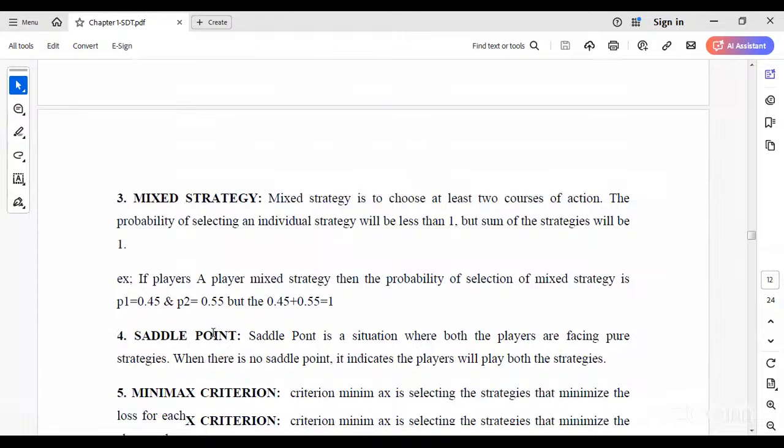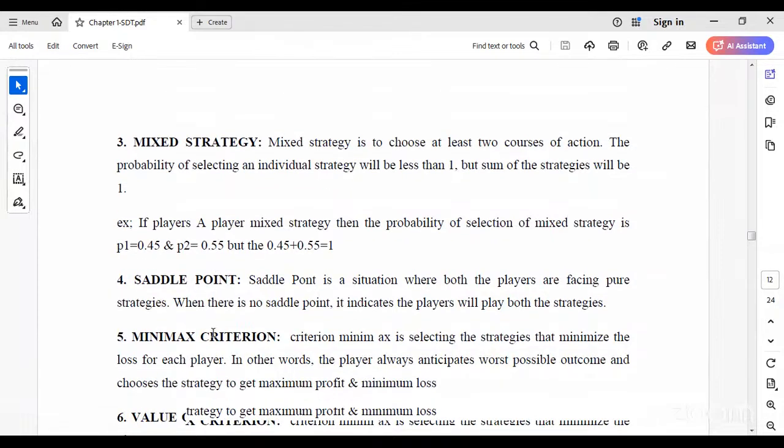Then mixed strategy. Mixed strategy is to choose at least two courses of action. The probability of selecting an individual strategy will be less than 1, but the sum of the probabilities will be 1. With this example, you will understand very well. If a player uses a mixed strategy, then the probability of selection is P1 equals 0.45 and P2 equals 0.55, but 0.45 plus 0.55 equals 1.